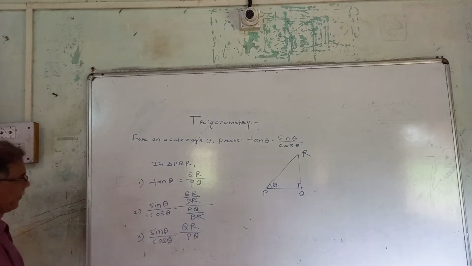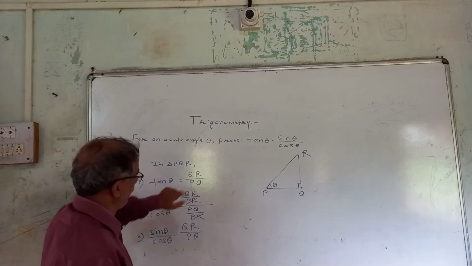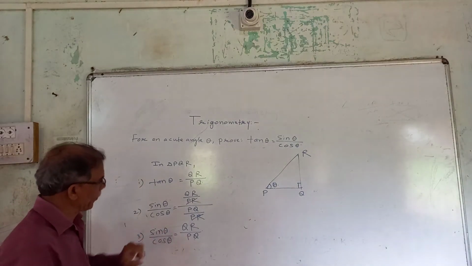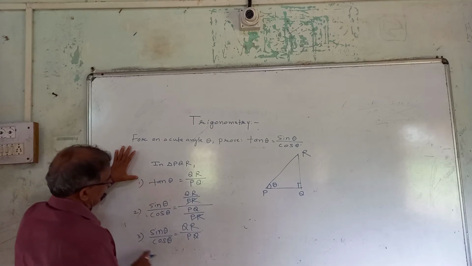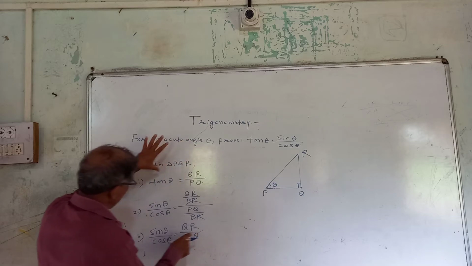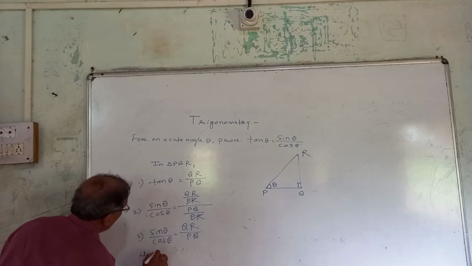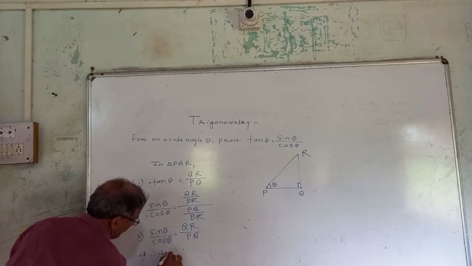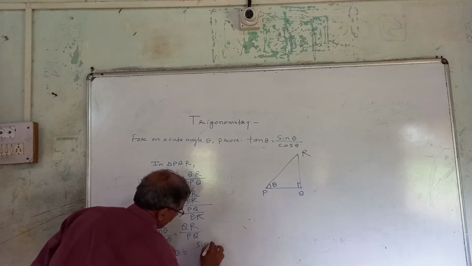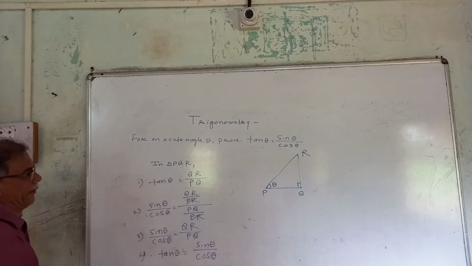Isn't it? Now you see in statement 1, tan theta, the answer is QR upon PQ. And here sin theta upon cos theta, the answer is QR upon PQ. So in statements 1 and 3, the right hand sides are equal. So if the right hand sides are equal, the left hand sides must be equal. And therefore I can write, tan theta is equal to sin theta upon cos theta. So we have this relation now.